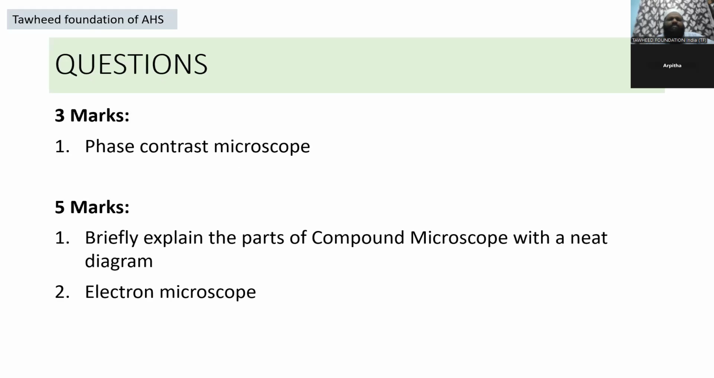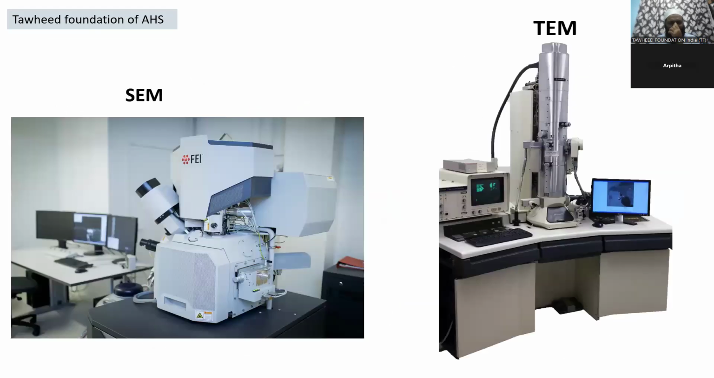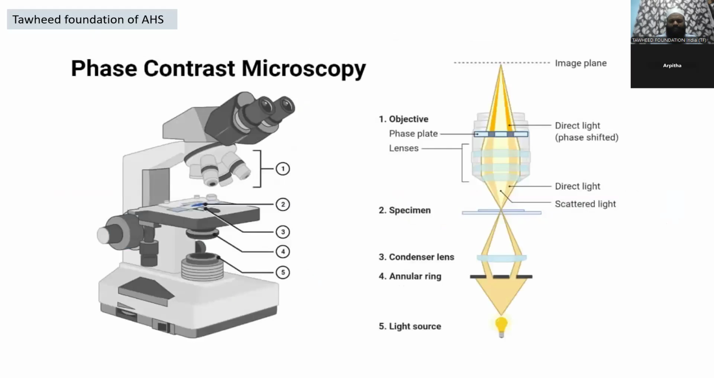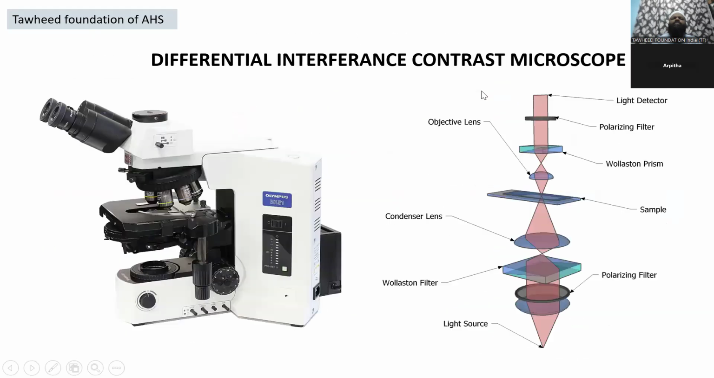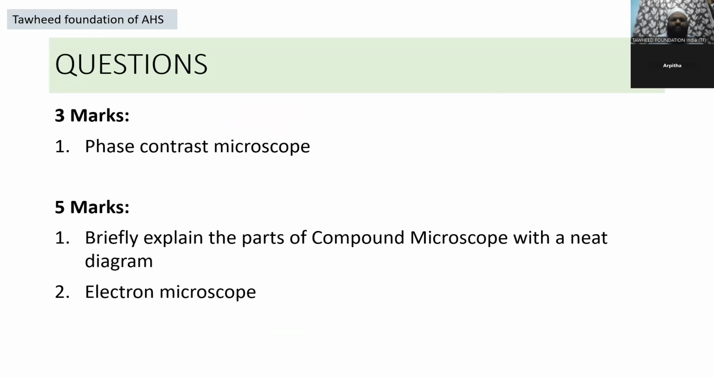So, 3 marks questions can be on the phase contrast microscope. Explain phase contrast microscope. You can explain the working principle of phase contrast microscope, how the light sources come, how the lenses go inside when the specimen reaches the light source, how it is directed to form the image. That image can be explained for the phase contrast microscope.